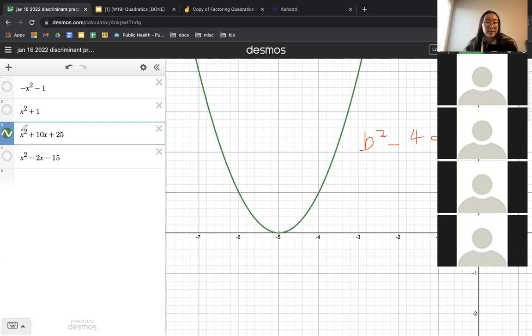And so we're going to do that on this equation. So remember the a is just this hidden one. 1 is a, 10 is b, and 25 is c. So b squared is going to be 100. And then minus 4 times 1 times 25. So that's going to be 100 minus 100. And the discriminant is going to be 0, like I said before. So that tells you the graph only touches the x-axis at one point.